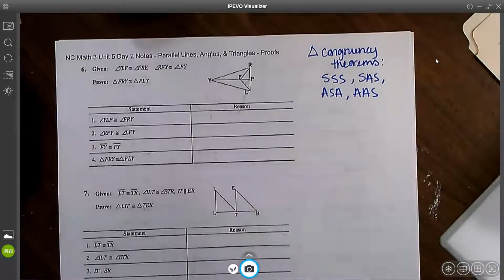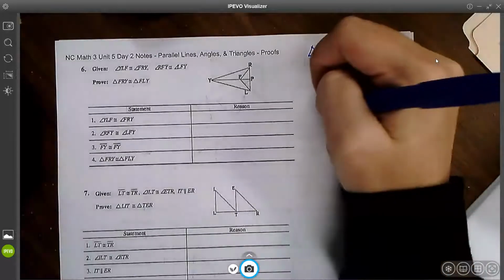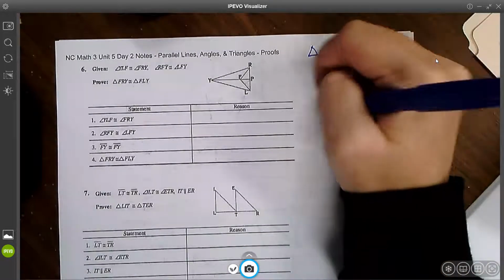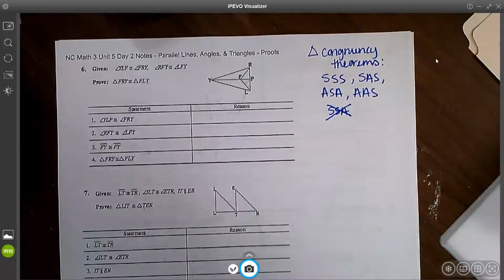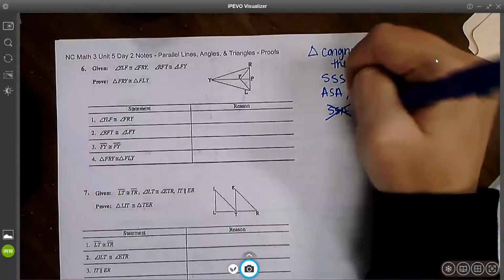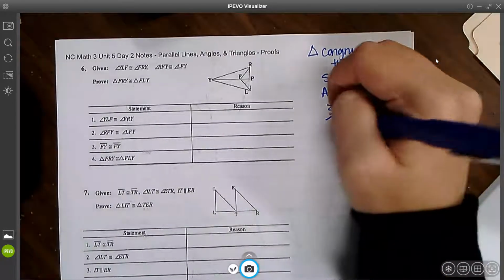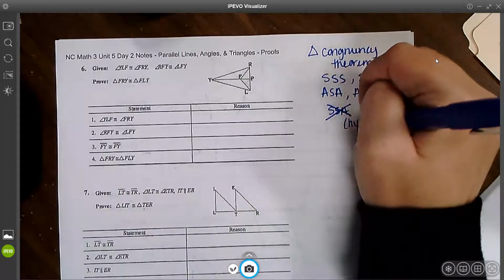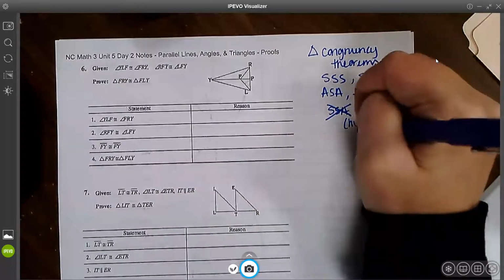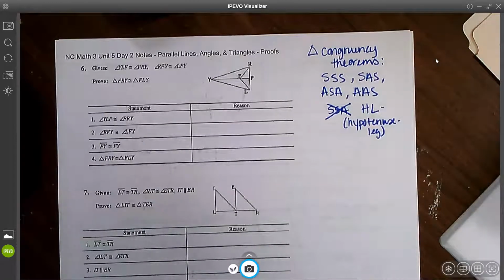There are no curse words in math. So that would be side, side, angle. If you rearrange that, that is not one that would prove these guys congruent, okay? So you have to prove triangles congruent. It has to be one of those 4 congruency theorems. There's also HL, which is hypotenuse leg. That only works for right triangles. Those are the only triangles that have a hypotenuse. So if you have a hypotenuse and you have a leg, then those 2 right triangles are congruent.